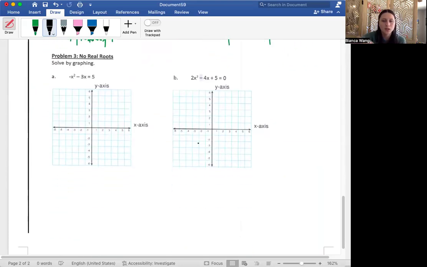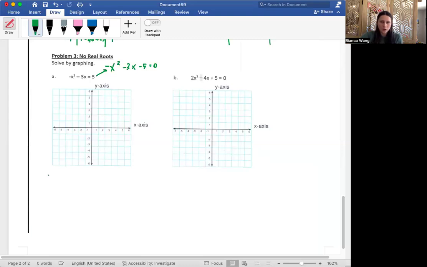Okay, last two problems here. Again, let's rewrite these equations. So bring this over. -x² minus 3x minus 5 equals 0. Now it's -x². This has no real roots, meaning I don't think I'm going to have a vertex that's going to be on my x-axis.